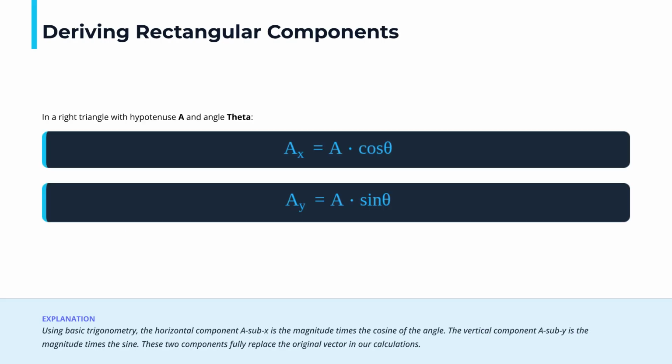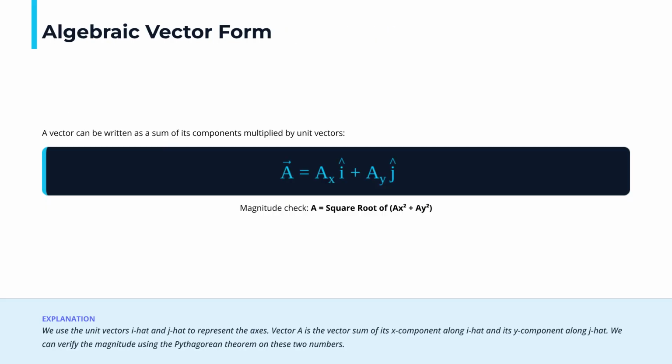Using trigonometry, the horizontal component a sub x is a times cosine theta, and the vertical component a sub y is a times sine theta. These components fully replace the original vector. In algebraic vector form, vector A is the sum of its components multiplied by the unit vectors i hat and j hat. The magnitude can be verified using the Pythagorean theorem on the components.